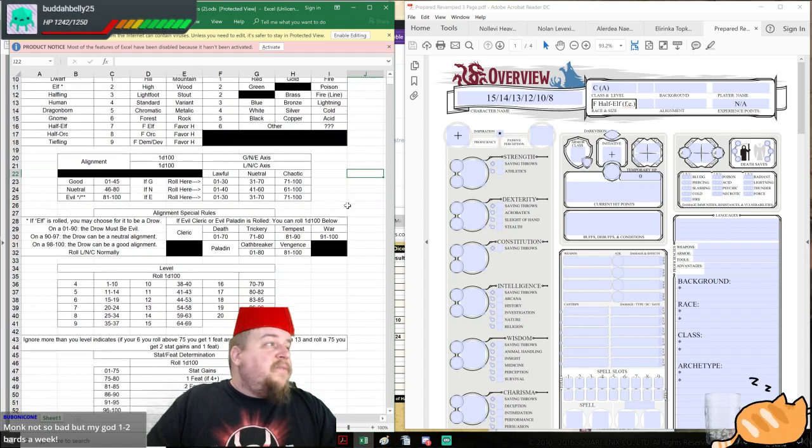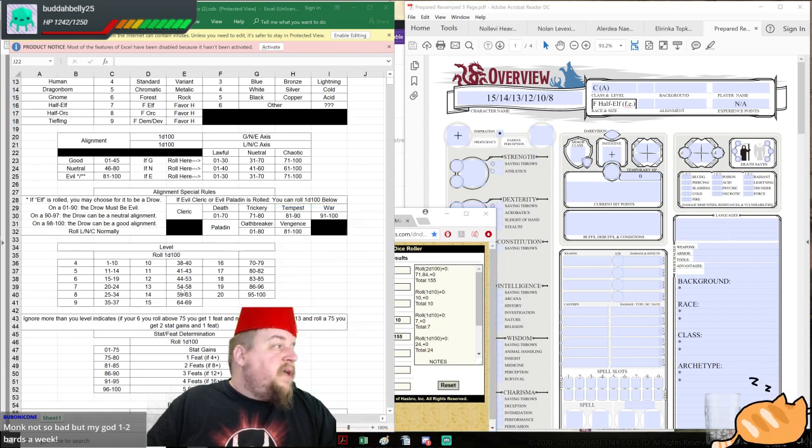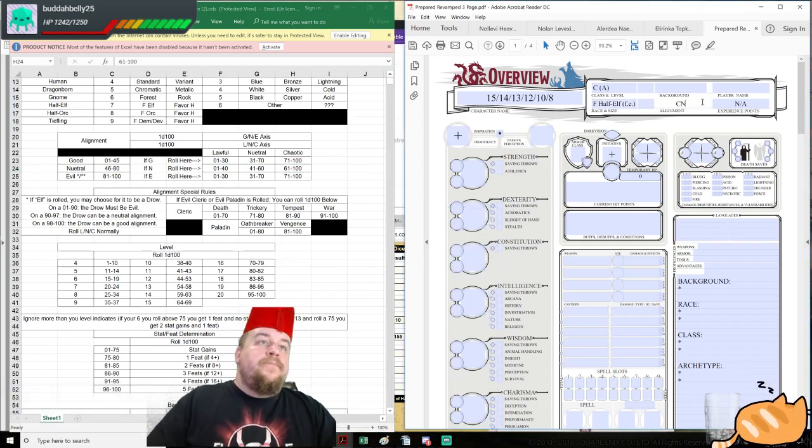Now that we have that information, let's determine her alignment. We're going to roll 2d100 and use those to position her on the 2 axes to make the 9 different alignments. Roll it. 71, 84. 71 falls in neutral, 84 falls in chaotic. She is a chaotic neutral character.